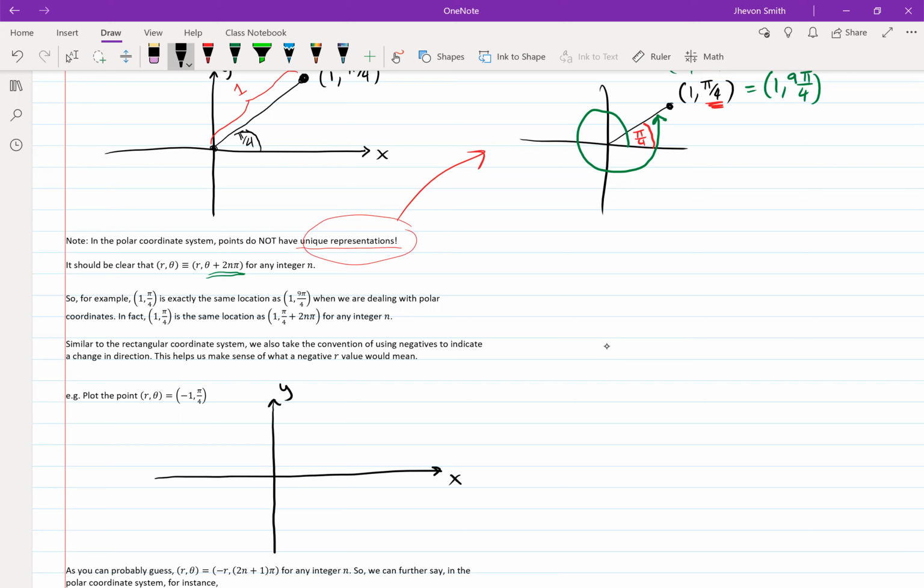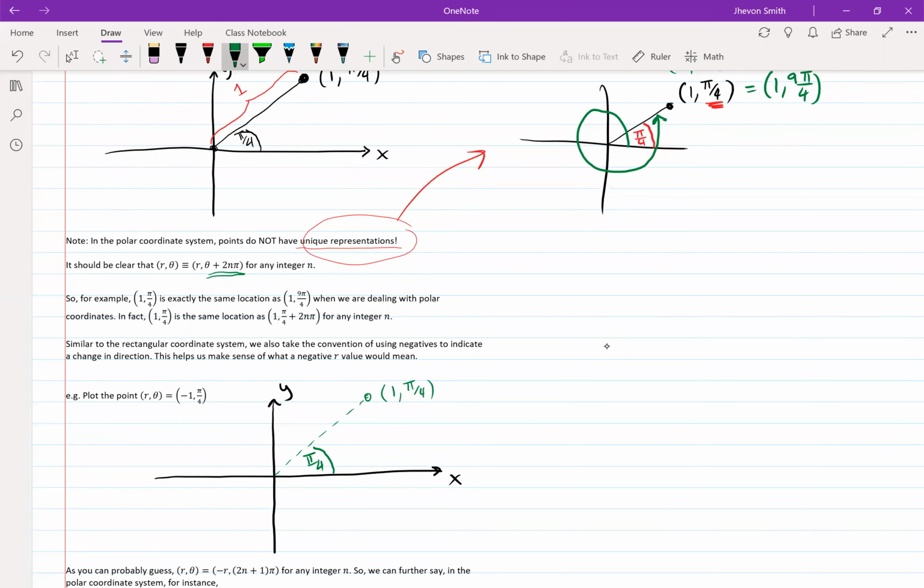Okay. So again, the angle is pi over 4, so we kind of know what that means. I'm going to move at an angle of pi over 4. Now, in magnitude, if I look at the distance 1, that would be over here. This is 1 comma pi over 4.